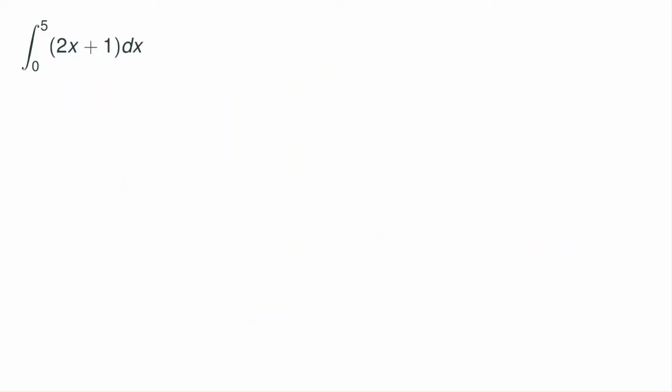Let's evaluate this definite integral. First, we need to find the antiderivative, which is 2x squared over 2. Okay, it's not over 2. Actually, it is over 2, but then we can cancel the 2 out. Plus x. Evaluate from 0 to 5. But actually, the 2s cancel out, so we have x squared plus x, evaluated from 0 to 5. Right?